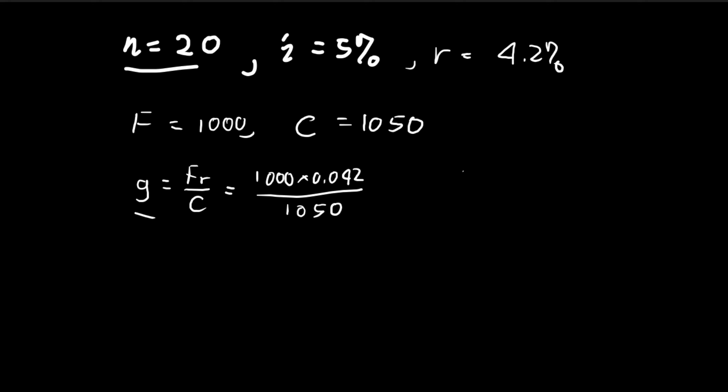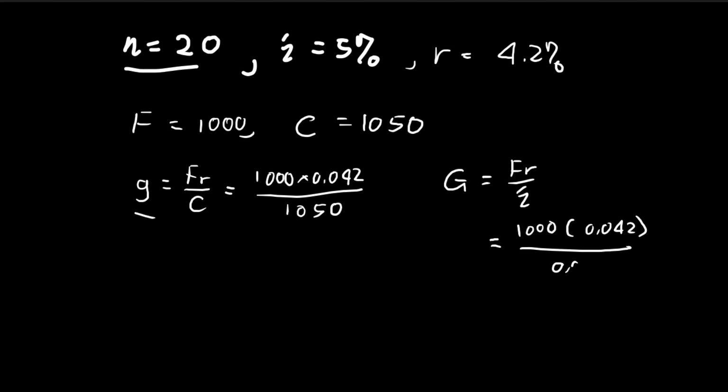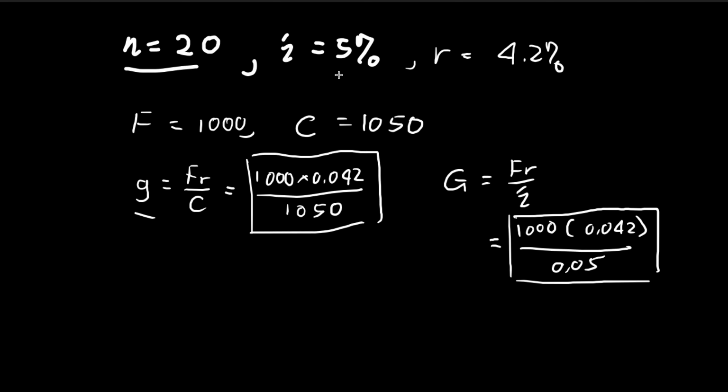And we also need to define the base rate. The base rate is defined by GI equal to FR, so all we have to do is take FR divided by I. In our case, F is equal to 1,000, the face value, the coupon rate is 4.2%, and the yield is equal to 0.05. So these are all our inputs, and all these numbers will come in handy later on.